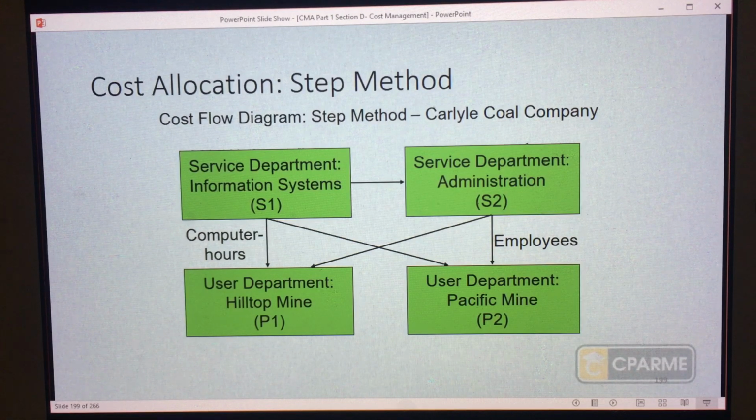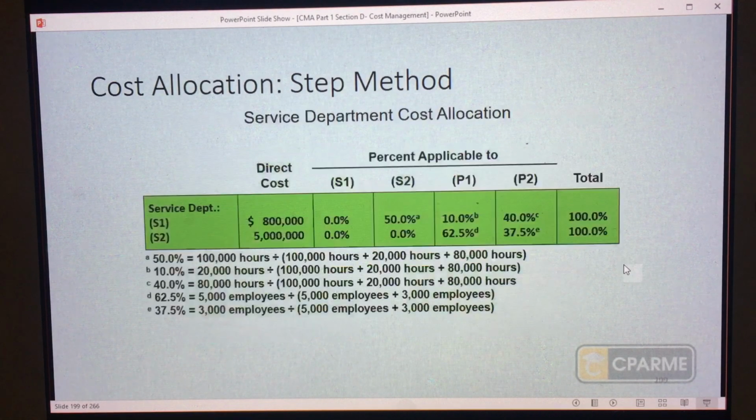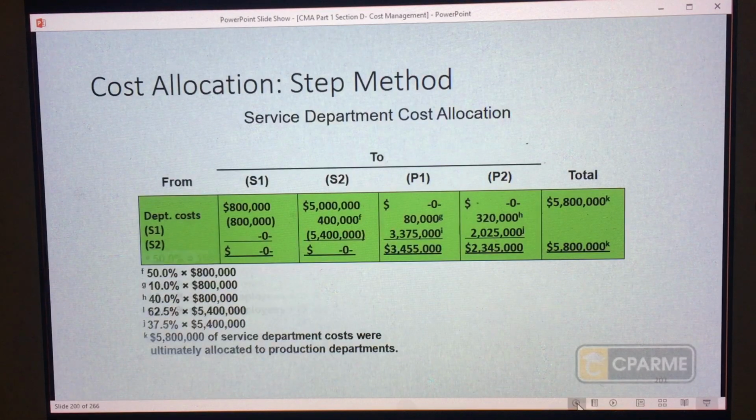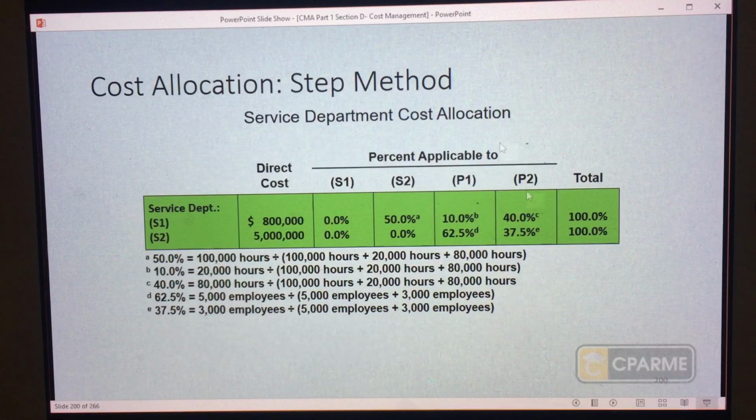Sinong may pinakamataas na percentage of provision of the service, siya ang cost na mauunang i-allocate. So, hindi siya laging pauna si S1. No? So, kung sino yung may pinakamalaking percentage of service provision. So, if you look at this allocation, no, yung direct cost niya, so that's direct cost of 800,000 and 5 million no, for S2. So, S2 is going to receive 50% no, of the allocation of S1 cost. Why? Kasi siya yung gumagamit ng 50%.